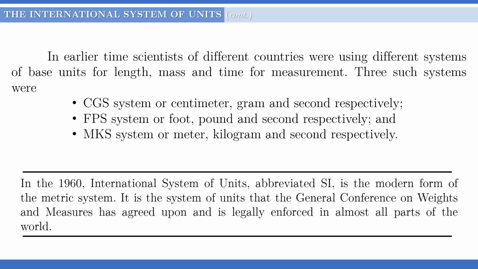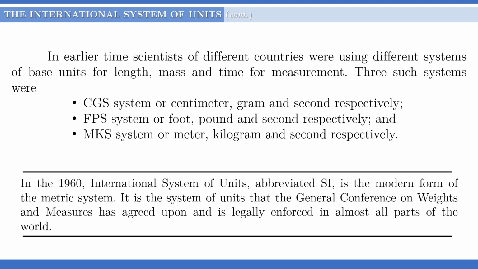In earlier times, scientists of different countries were using different systems of base units for length, mass, and time for measurement. Three such systems were, first, the CGS system, or centimeter, gram, and second respectively. Second, we have the FPS system, or foot, pound, and second respectively. And last, we have the MKS system, or meter, kilogram, and second respectively.